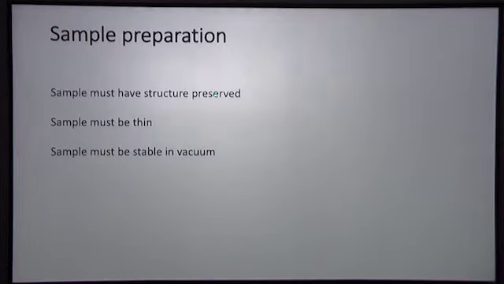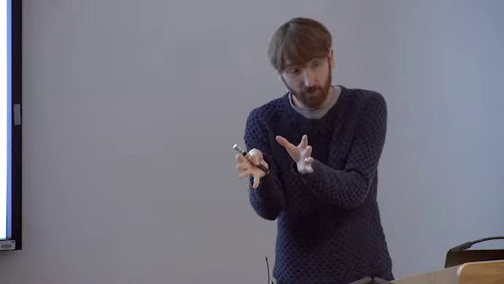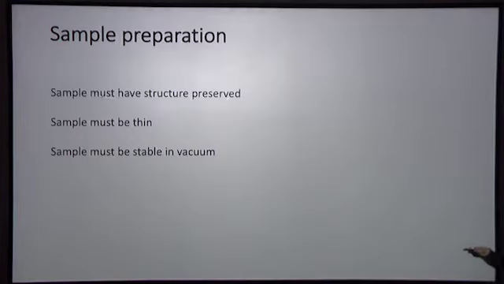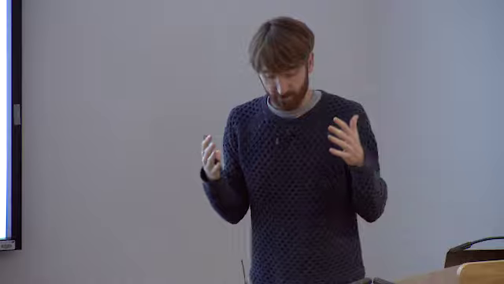The sample must have the structure of interest preserved. That sounds like a trivial thing to say, but the vast majority of tomography is still done on samples which have been put in resin and stained. And they will have certain things preserved that you can then interpret, and other things may not be properly preserved, and therefore you can't interpret them. So the thing which we're interested in has to be preserved in the sample. The sample needs to be thin enough to generate projection images, and the sample needs to be stable in a vacuum.